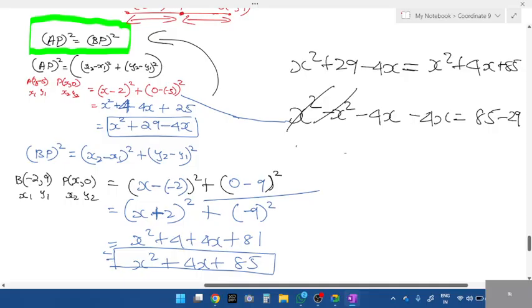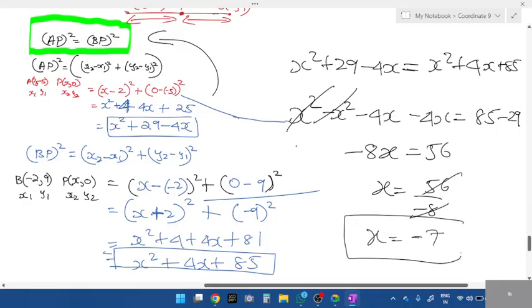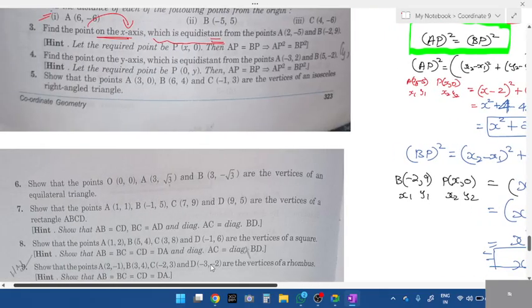What's the answer for this? Minus 8 into minus 8 is minus 4, 8. Okay, 85 minus 29. How much is 85 minus 29? How do you find the value of x? 56 divided by minus 8, the answer is minus 7.